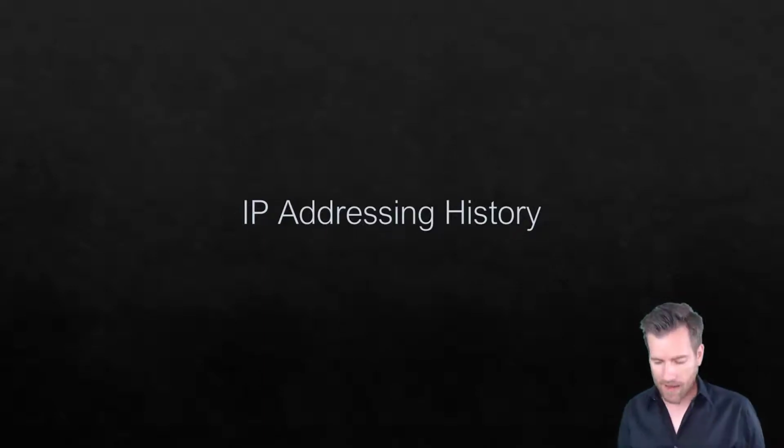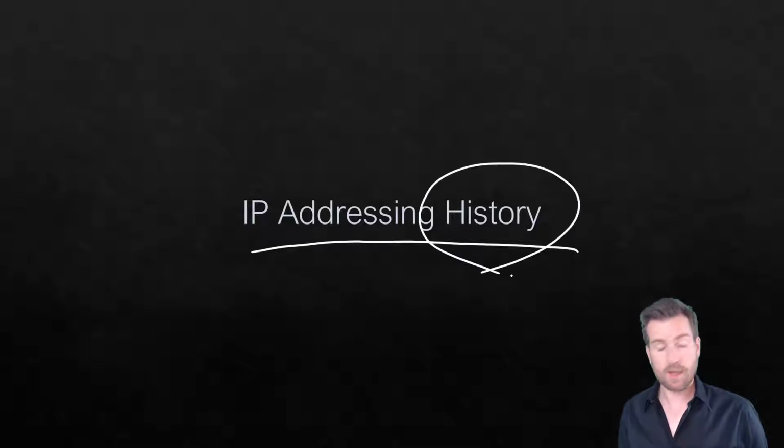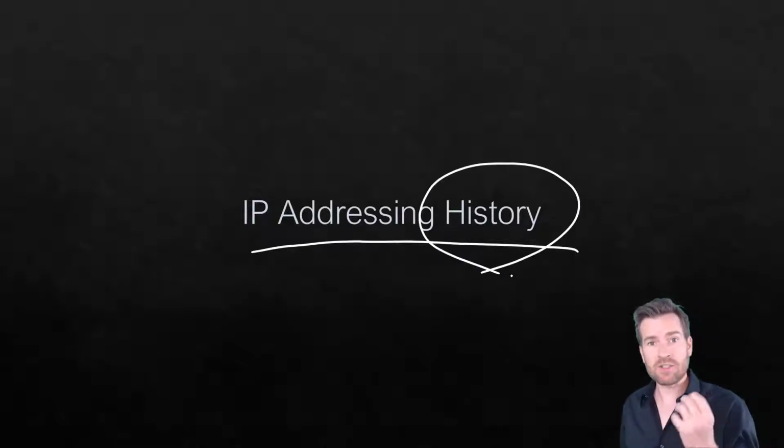Let's talk about IP addressing history. The reason why it's important to know the history of IP addressing is because by understanding the history, we understand certain components of IP version 4 and why IP version 6 is necessary. So this gives us some good insight into IP addresses and why they function the way they do right now.